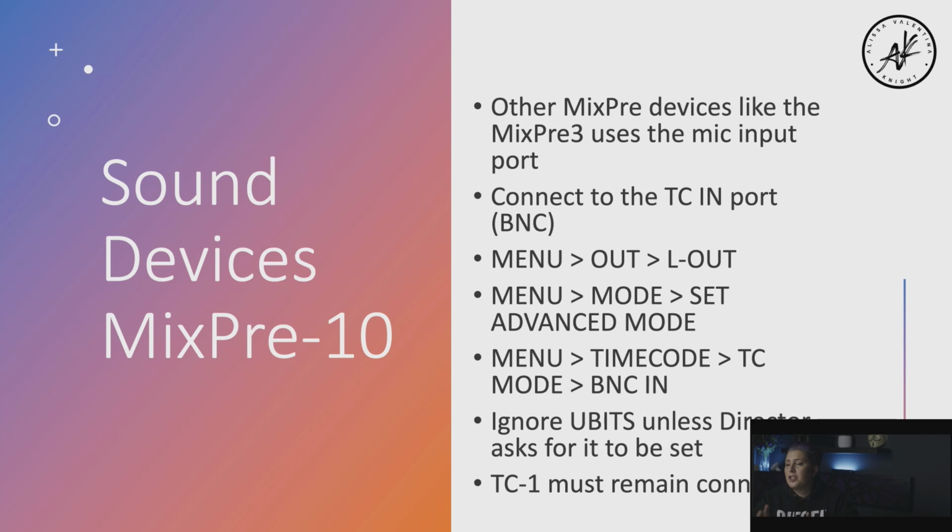So to set this, you're just going to go to menu, you're going to go to out, and then you're going to set L out on the output. You're going to go to menu mode, set advanced mode, and then menu timecode TC mode BNC in, and then you're going to ignore the U bits. That really isn't necessary. U bits basically is like a device identifier. Unless your director or the production team specifically says they want U-bits turned on, just don't worry about it. And if your director looks at you like a deer in headlights when you ask about U-bits, you probably can just ignore it and not worry about it.